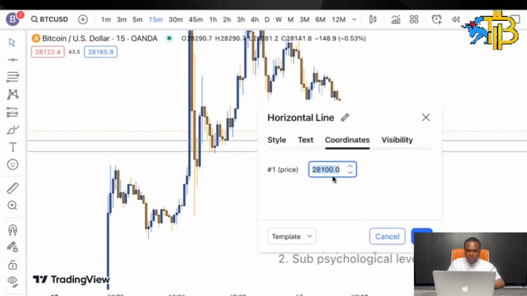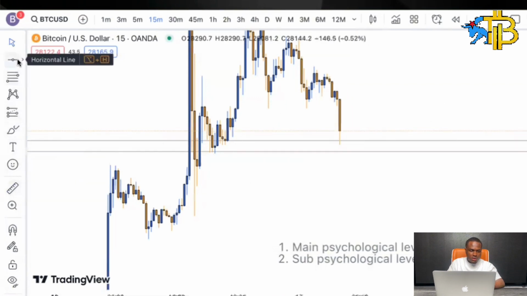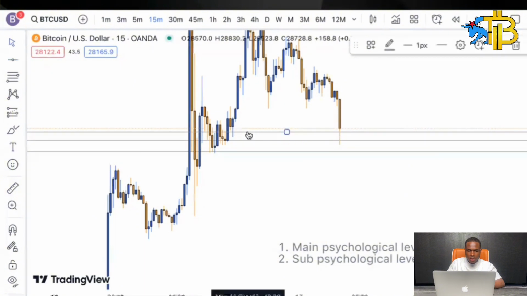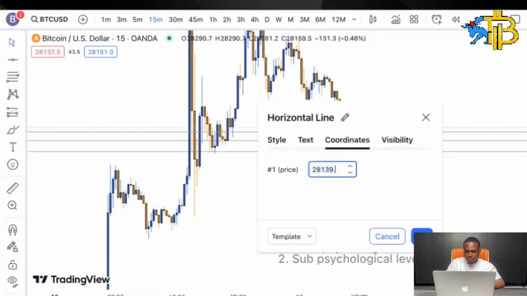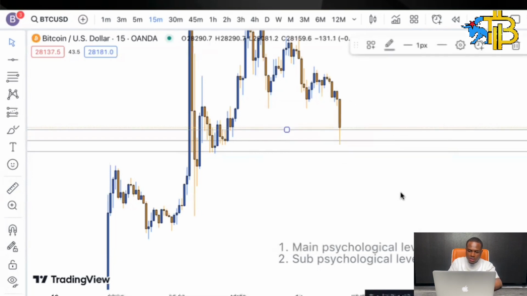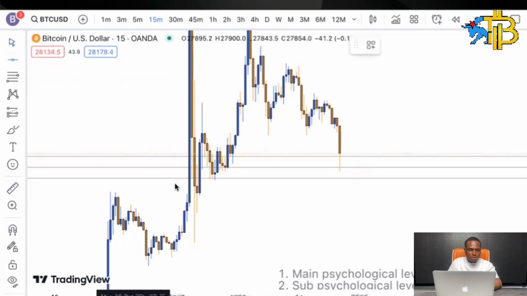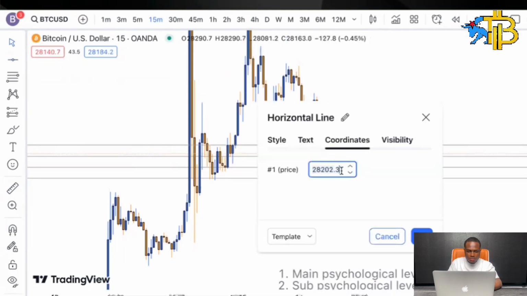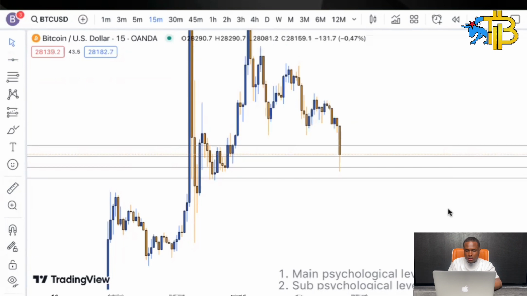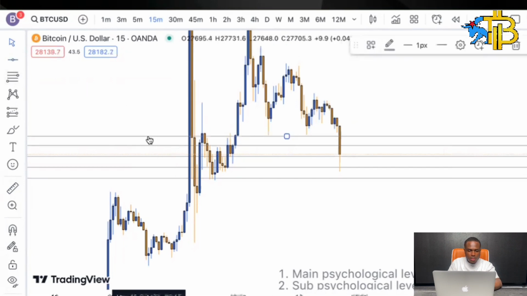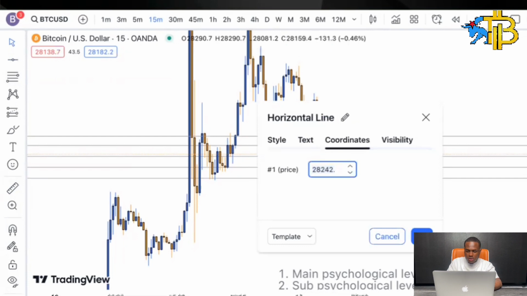So let me continue. This is $28,100. The next one, you come to this horizontal line. Remember, click on it, double click it, and the next one will be 150 exactly. That means you're correct. So the next one should be 28,200. That's it. The next one should be 28,250. Correct. So that's it basically.